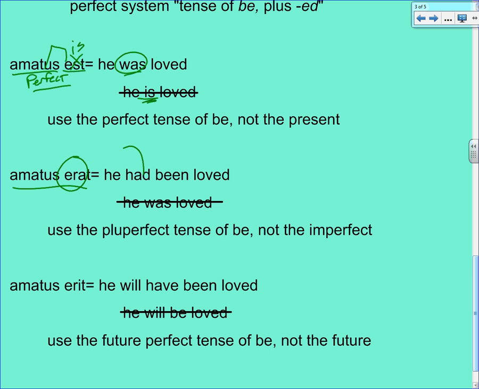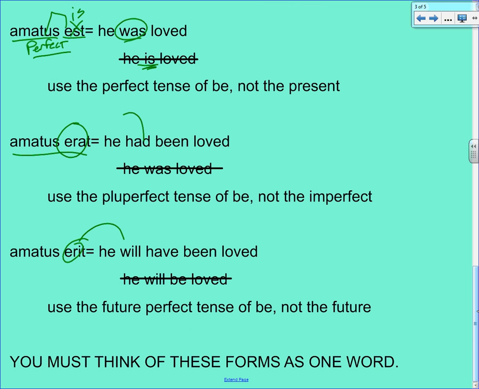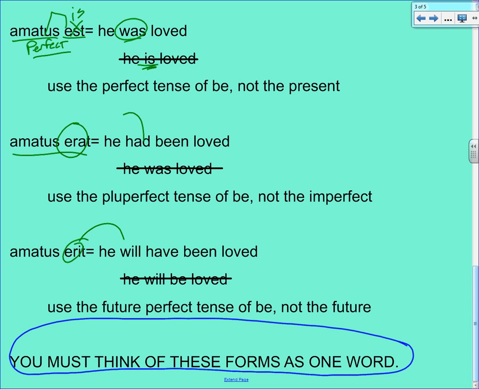Same thing here. ERA equals "had." ERI equals "will have." To make it passive, I'm going to have "will have been," "had been," and then add my ed form. You must think of these forms as one word. You have to. Because if you don't, you're going to put up here, "he is loved" because of this est, and it's wrong. So don't do that. Don't make that mistake. Fix it.